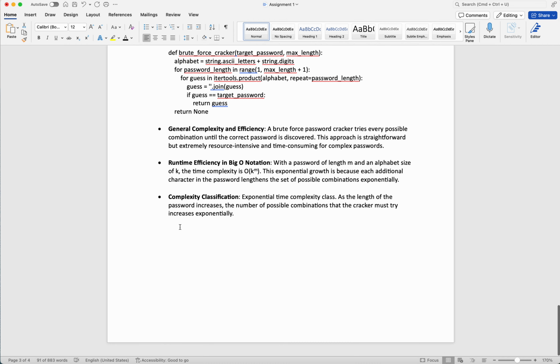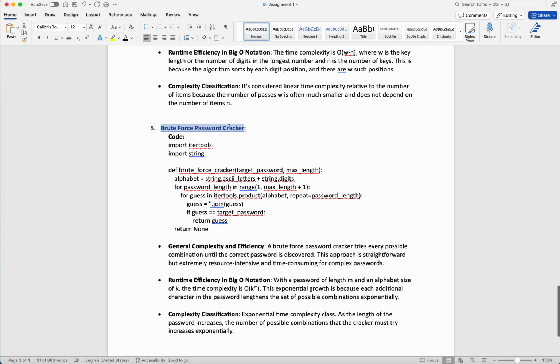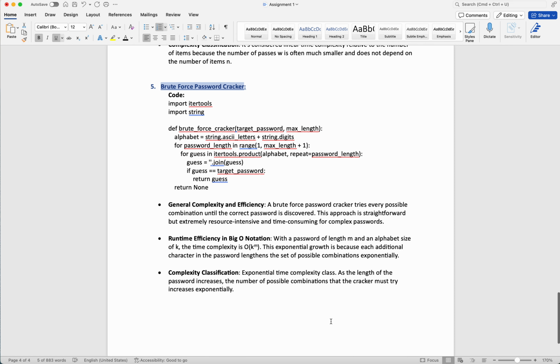And the last problem is the brute force password cracker. This is a testament to the exponential growth of computational complexity, with time complexity big O of k raised to the power of m, where k is the character set size and m is the password length. This method shows how quickly resource requirements can become untenable.